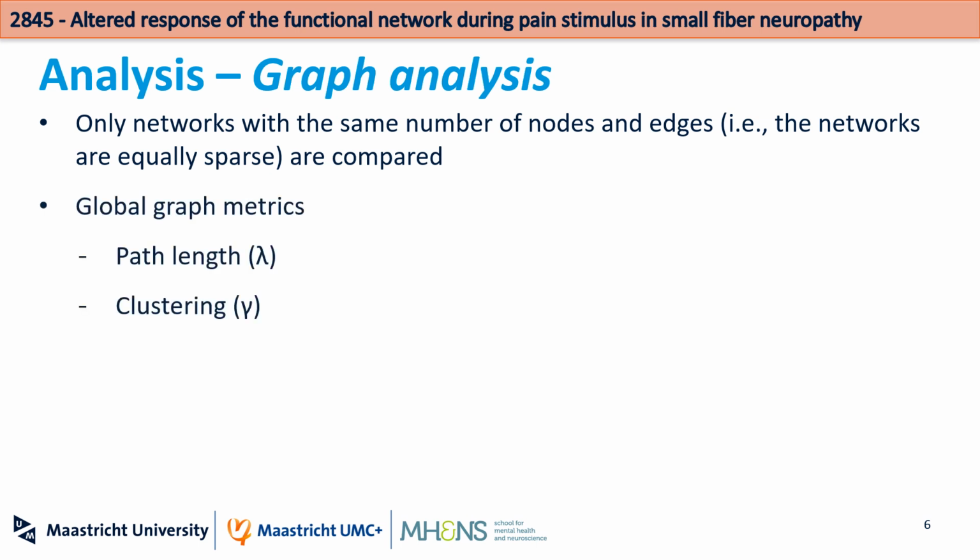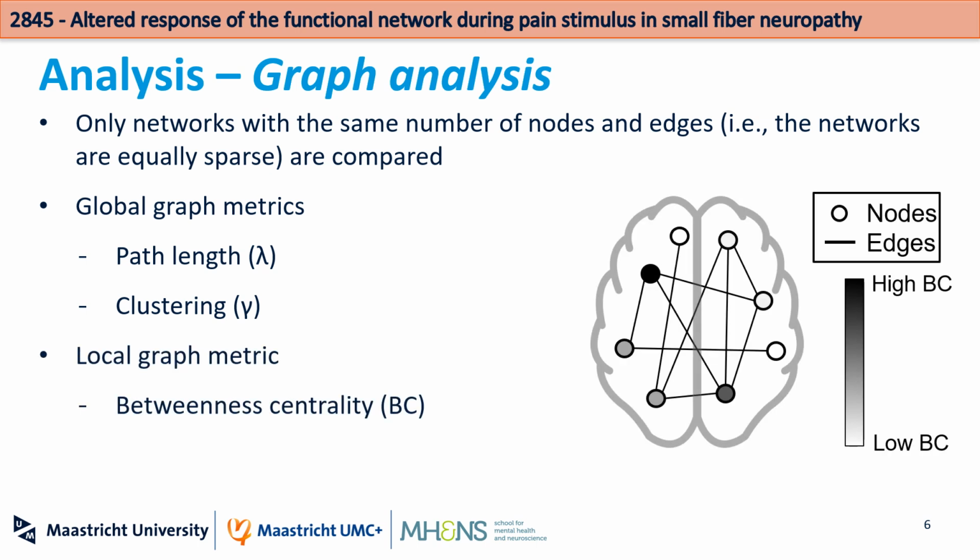The graph measures that we calculated are the path length and the clustering, which are 2 of the most robust and most commonly used graph measures. They are measures of the global network, so they quantify the whole network in one go.